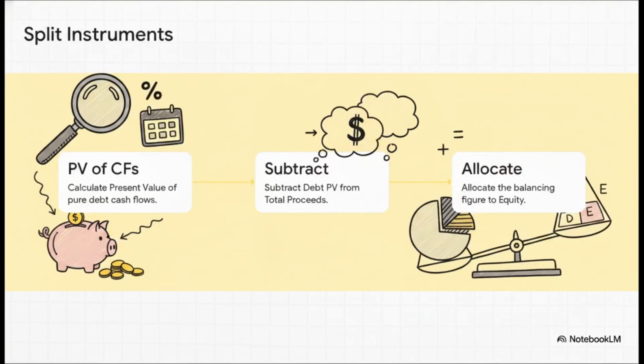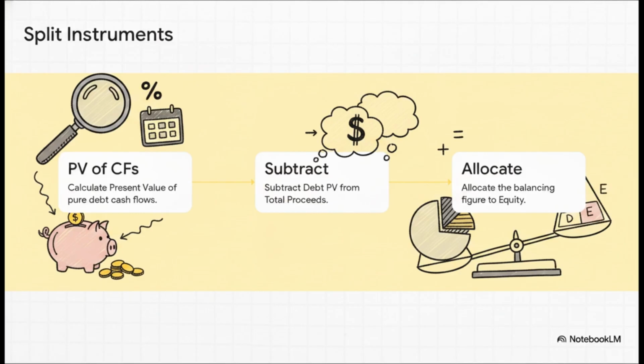Let's see how this builds in practice. We use a 3-step process, which is honestly a great, easy-to-follow recipe that breaks what looks like a terrifying calculation down into bite-sized logical pieces. Step 1. Calculate the present value of the pure debt cash flows. Step 2. Subtract that debt value from the total cash proceeds of the issue, and whatever's left over in Step 3, the balancing figure, is your equity component.